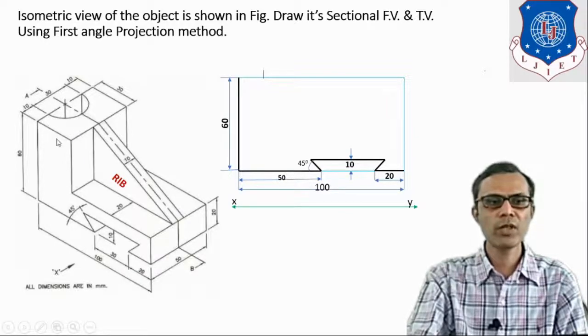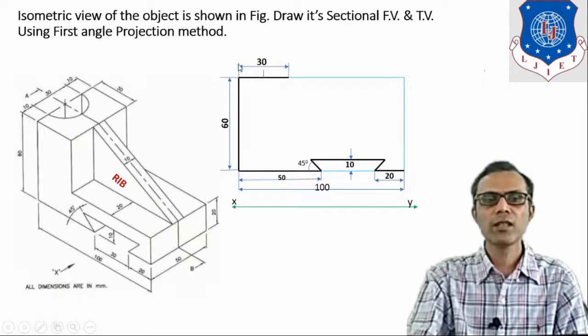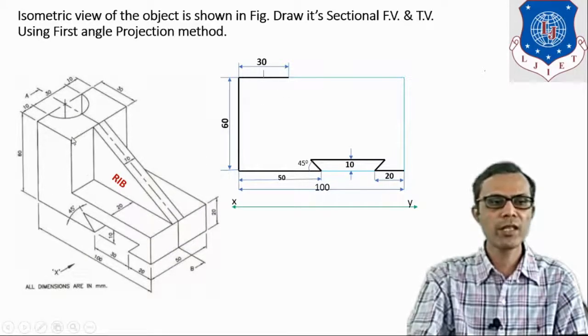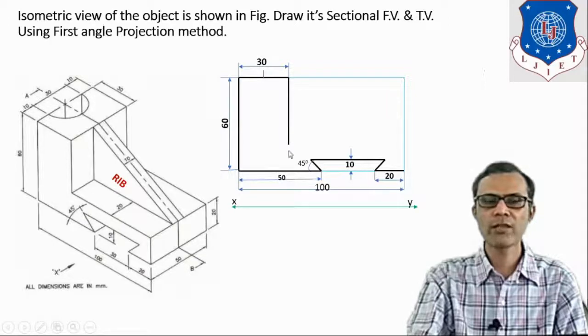Here it is a horizontal edge. This length is 30 mm. Here this length is 30 mm. It is given here, it is 30. So from this point, take a dimension of 30 mm. From this point, you can see it is a vertical edge. So from this point, we have to draw a vertical line. It is drawn here. It is a vertical line.